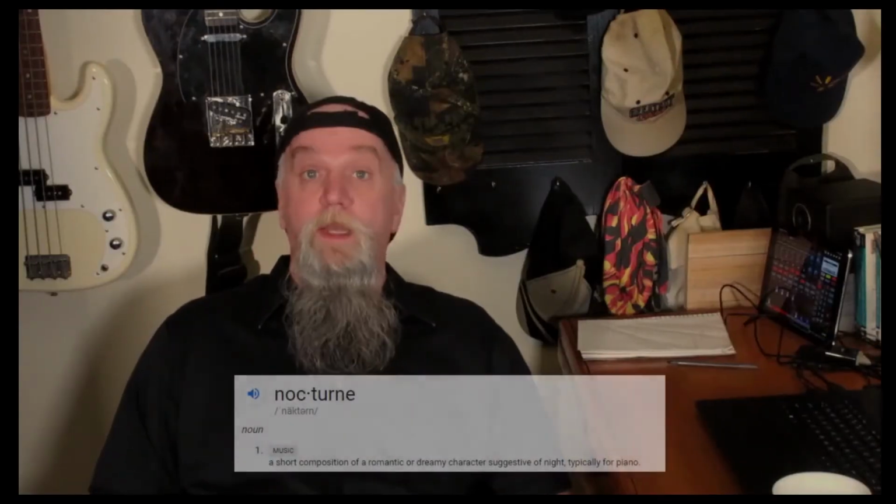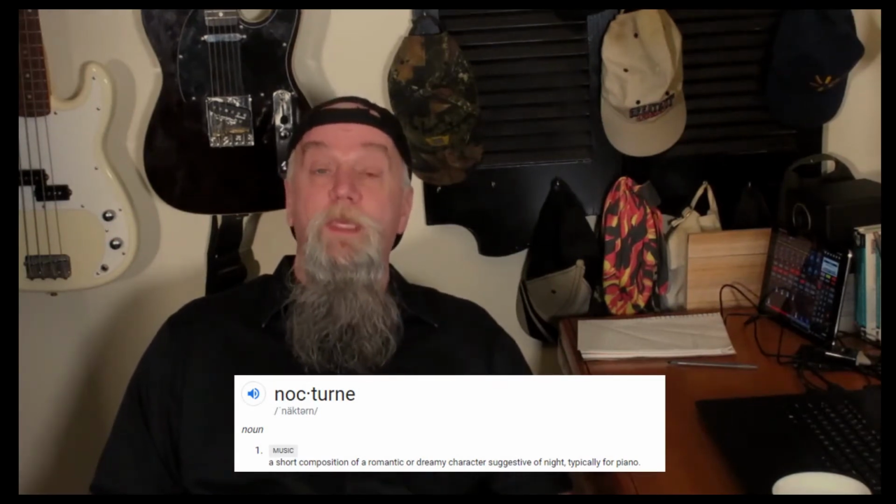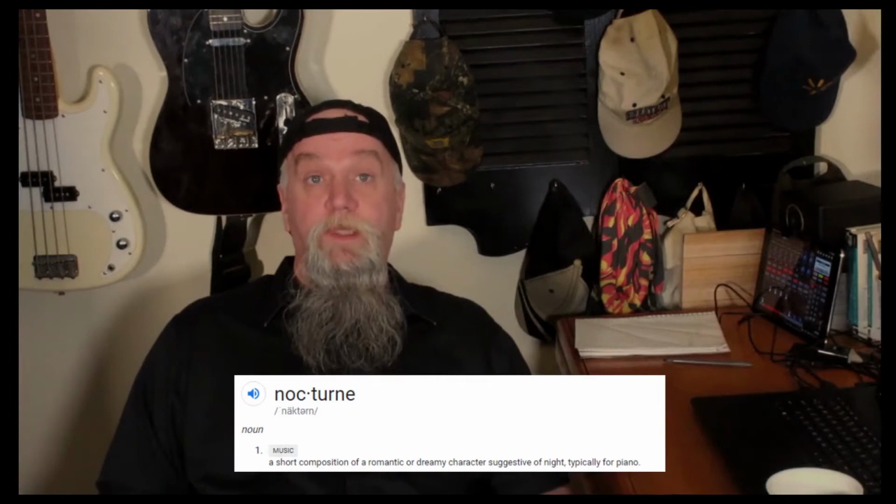According to Google, a nocturne is a short composition of a romantic or dreamy character suggestive of night, typically for piano. For once, I'm actually not going to argue with Google on a definition of a musical term. There is a first time for everything. Keep in mind, when we use the word short, we're talking in relation to other classical forms. We're not talking about short by standards of modern pop music. We're talking about short when compared to a sonata or a symphony or one of the other classical forms.